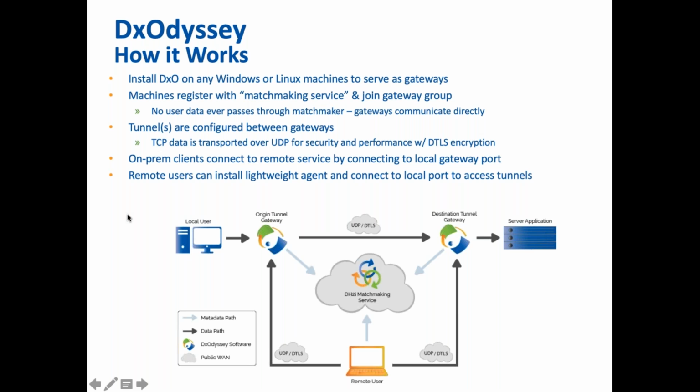For a remote user, wherever they happen to be, they would need to install a very small, lightweight agent on their remote machine, and then they would gain access to whichever tunnels the administrator of these gateways has determined that they should have access to. So they can get out to these tunnels as well. As part of that, they communicate with the matchmaking service to find where their gateways are and what group they are a part of.